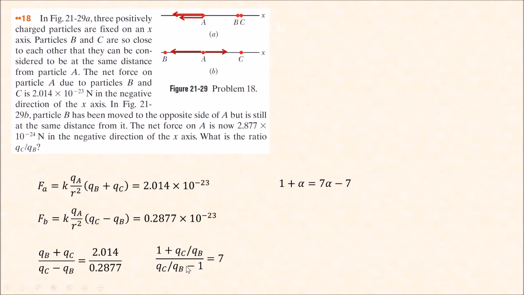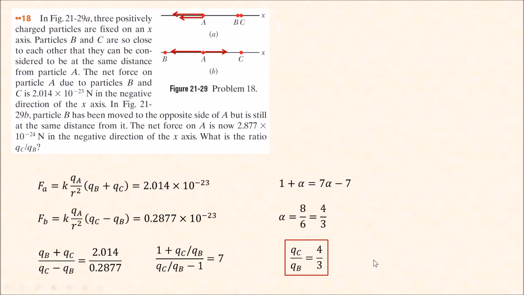7 alpha minus 7 is equal to 1 plus alpha. So this is the equation that we get from here. Now if we move this alpha over, we get 6 alpha, and move this 7 over, it becomes 8. So 6 alpha becomes 8, so alpha becomes 8 over 6, or 4 over 3. So the answer is QC over QB is 4/3. And as we expect, QC is larger than QB because the fraction is bigger.